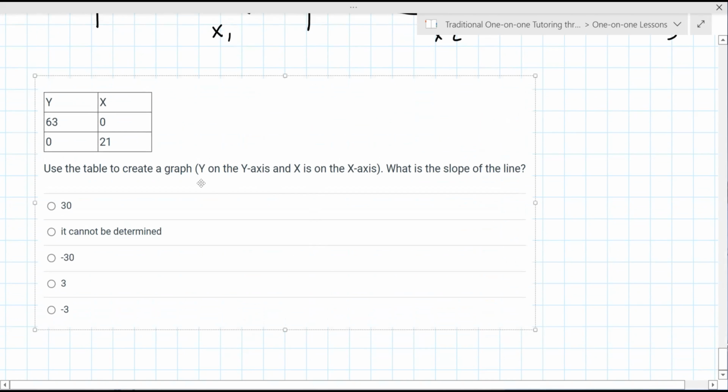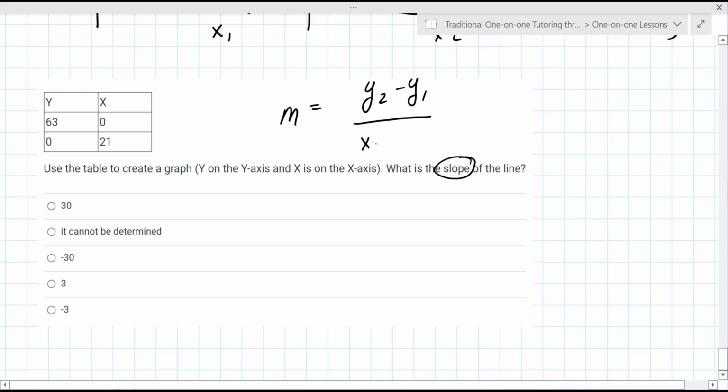Okay, here we go. Last problem, at least for this set. Use the table to graph this information, and then they want the slope. There is a formula for slope. You learned this in high school, you saw it again in college. It's this one right here. You have to be very careful with how you label it though. This table is deceptive.